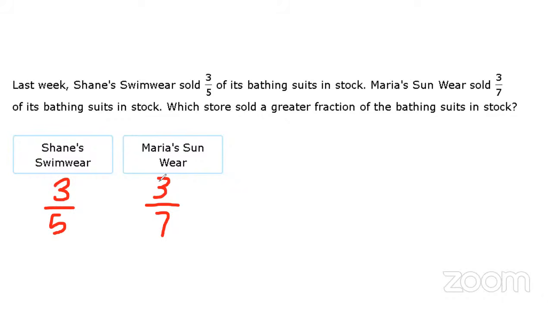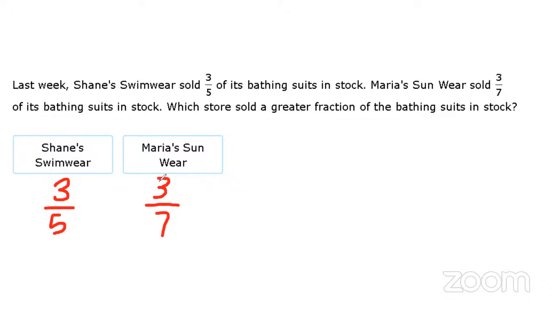Nordia says Maria's sunwear because the numerator is the same. So you have to look at the denominator to see which one is higher. All right. Ramona says Shane's because the LCM of both numbers is 35. So Ramona, you're doing a long workout there.